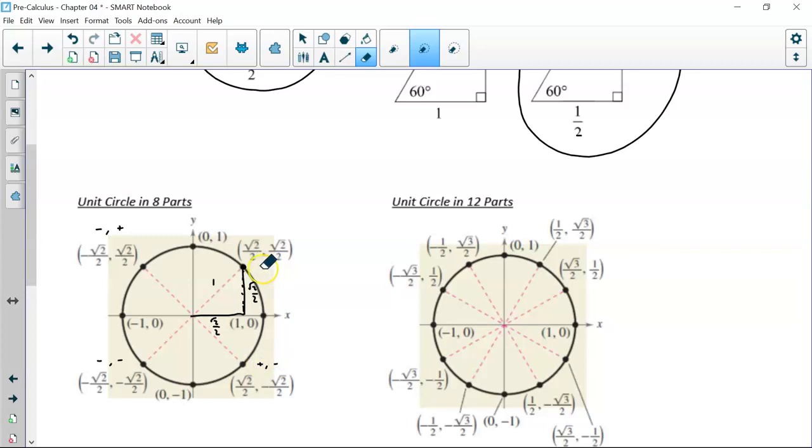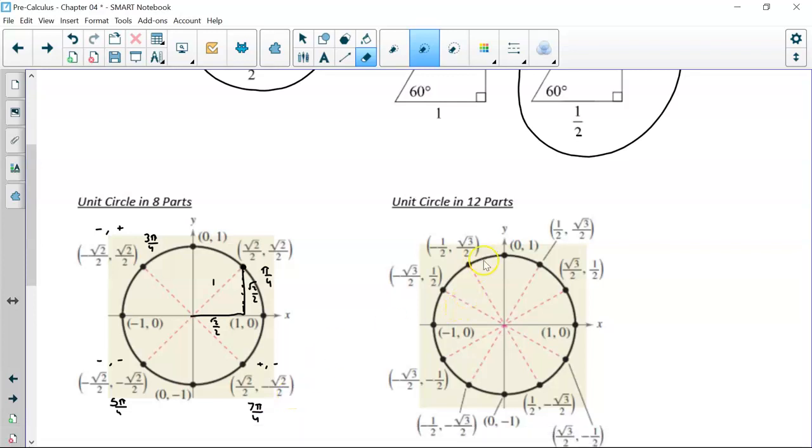And for our angles, it would be our pi over 4. Here, we're going to be in quadrant 2, we're going to be at 3 pi over 4. In quadrant 3, we're going to be at 5 pi over 4. And in quadrant 4, we're going to be at 7 pi over 4. That's for our pi over 4s. Our coordinates are always going to be root 2 over 2, root 2 over 2. The signs are going to change depending on what quadrant we're in. Like I said, it's going to take some practice.